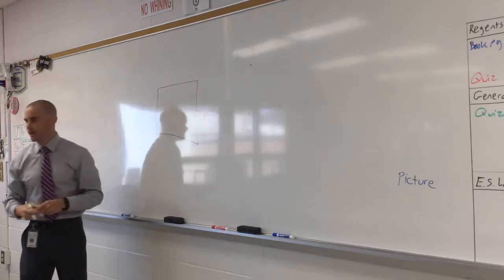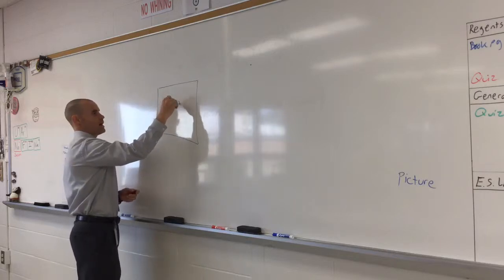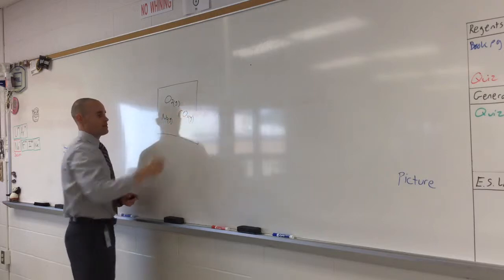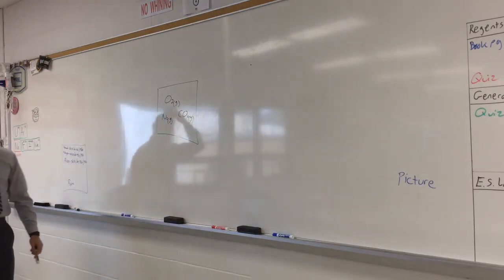Let's say we have a container. Let's draw a box or whatever. In the container we have three gases, O2 gas, N2 gas, and carbon dioxide, CO2 gas. So we have three gases, okay? Three gases.